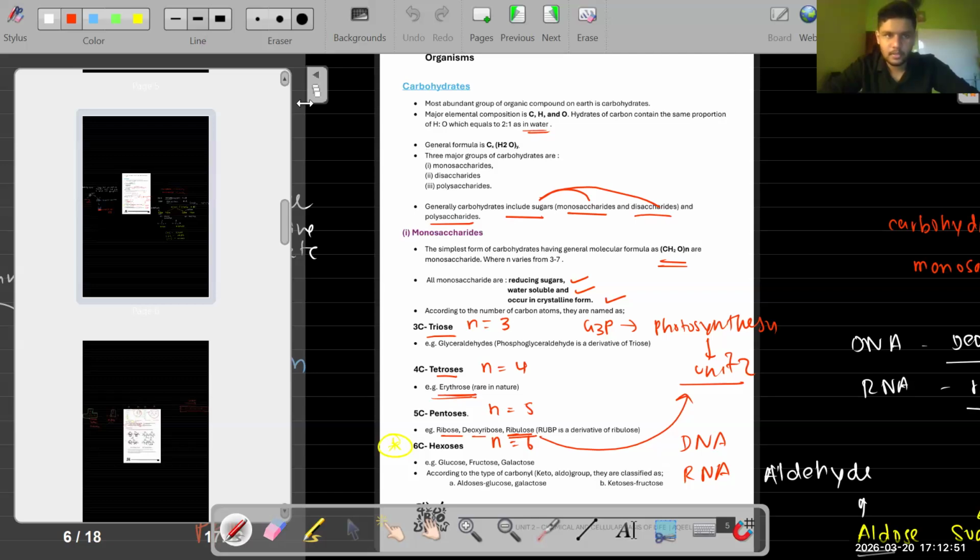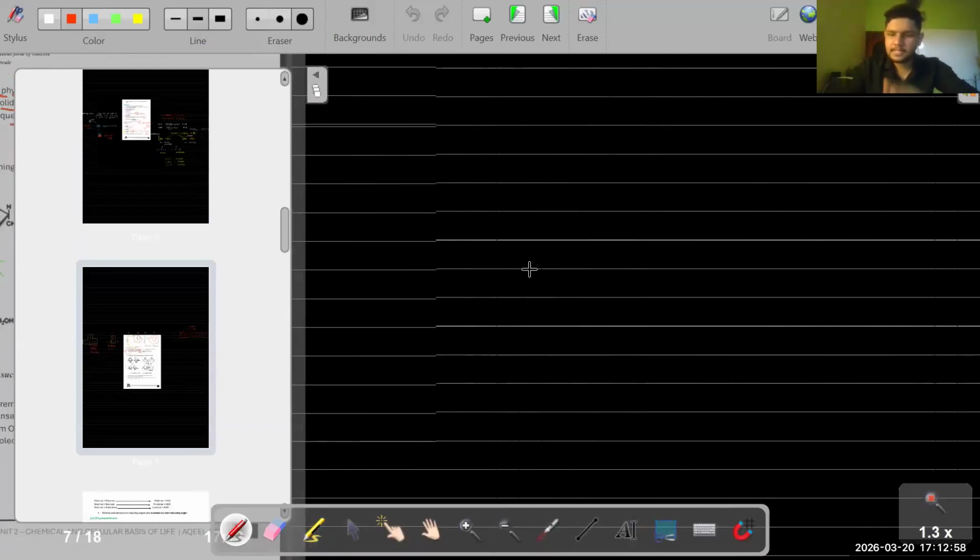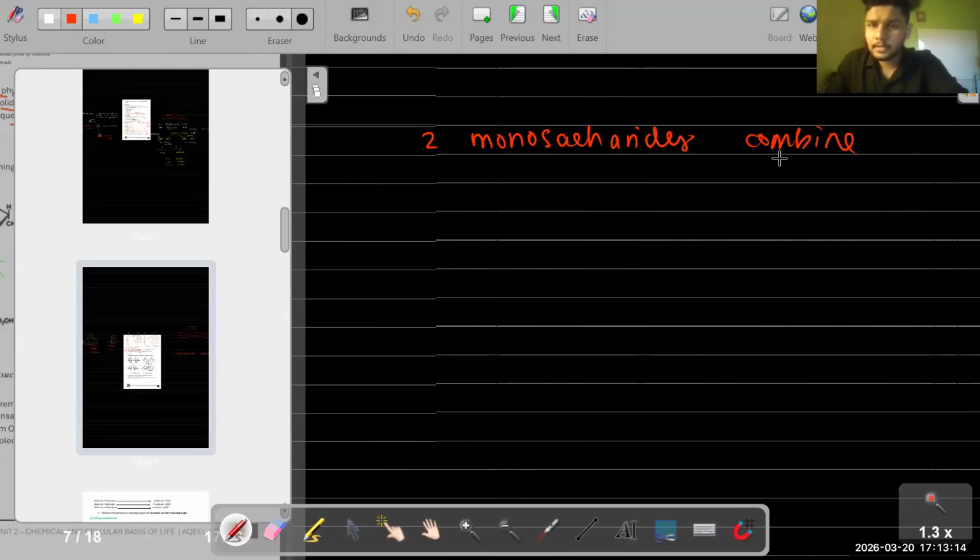Yes. Okay. So then let's move to the disaccharide part, right? Disaccharide simply means this is the idea. Before going on to the theory part, I'll give a small idea and then we can quickly complete that. Disaccharide means, now this is the thing, two monosaccharides combine or react to form one disaccharide.